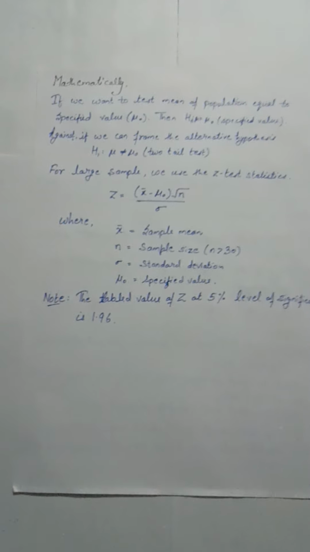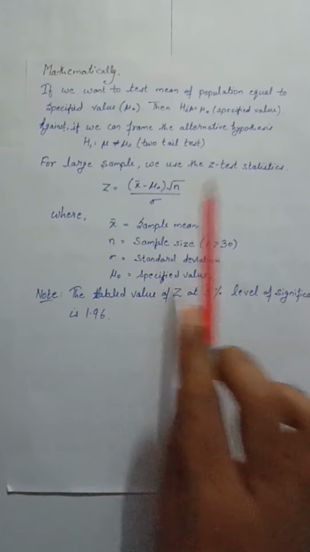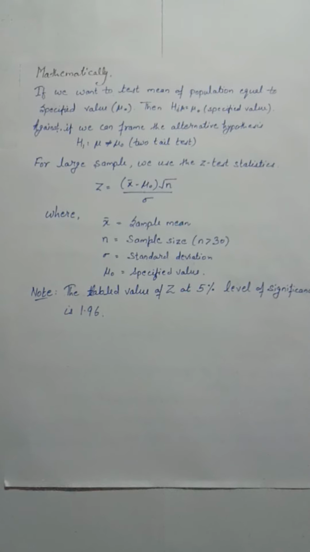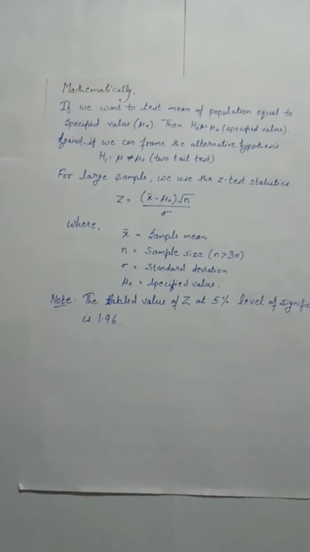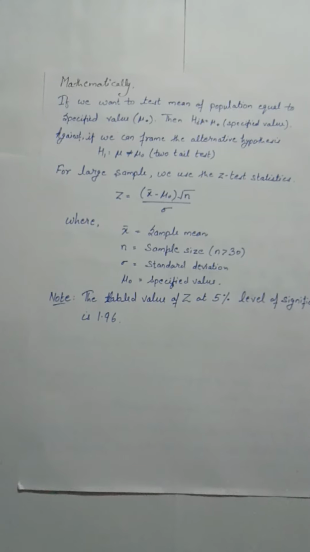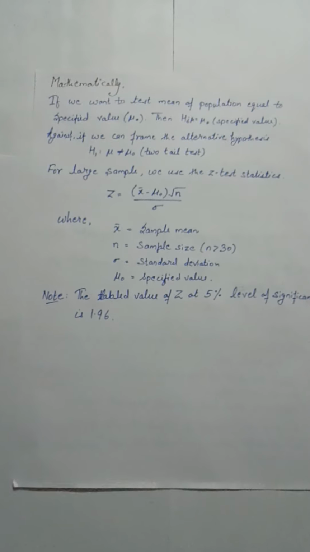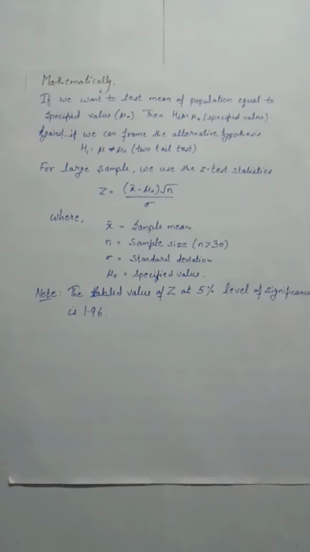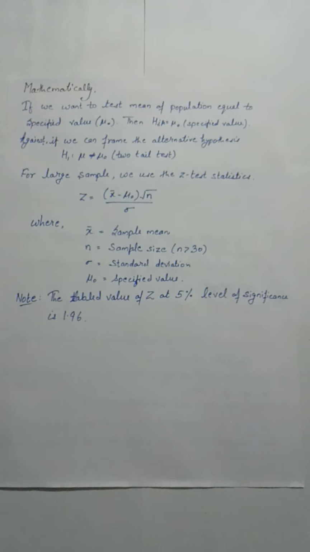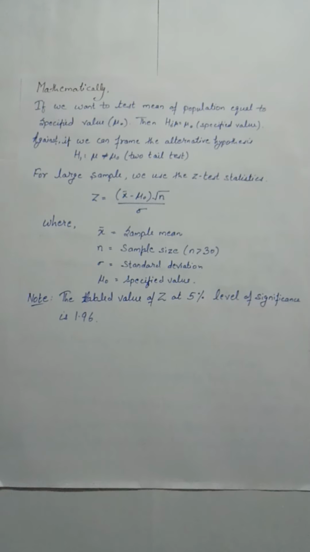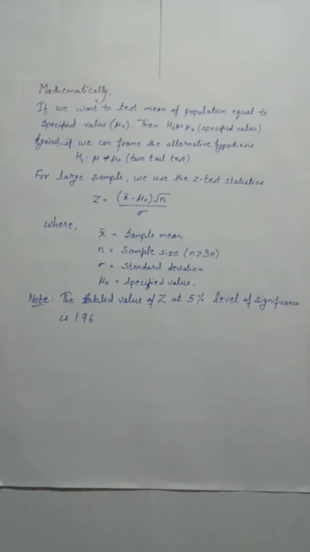Alright, now for large sample we use the z test statistic, that is z equals x bar minus mu naught into root of n upon sigma, where x bar is the sample mean, and n is the sample size. As we are doing this for a large sample, n will be greater than 30. Sigma is the standard deviation and mu naught is the specified value. Now we have to note this thing: the tabulated value of z at 5% level of significance is 1.96.